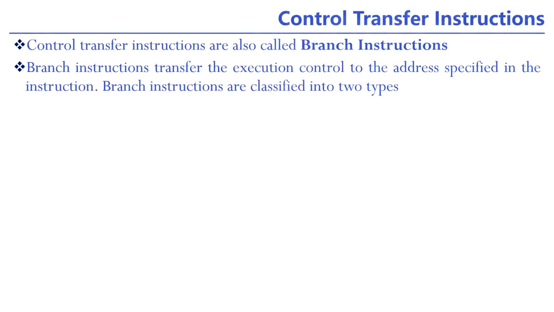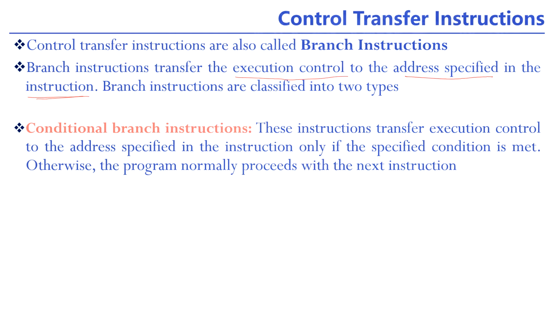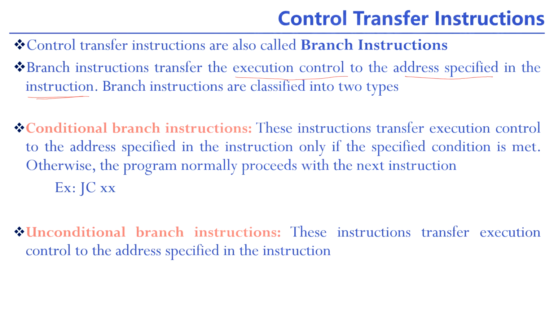Control transfer instructions are also called branch instructions. Branch instructions transfer execution control to the specified address in the instruction. Branch instructions are classified into two types. They are conditional branch instructions, and unconditional branch instructions.